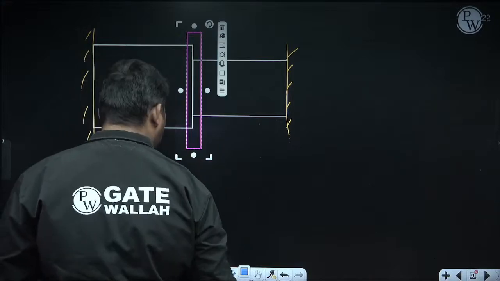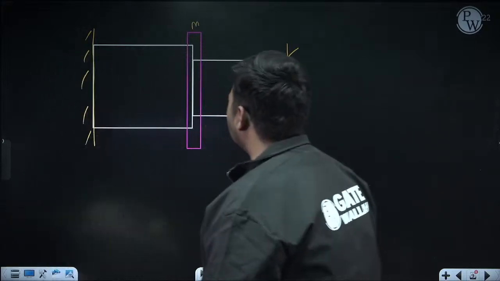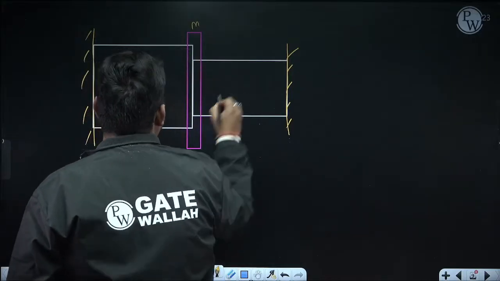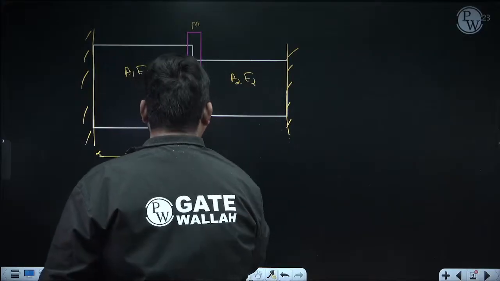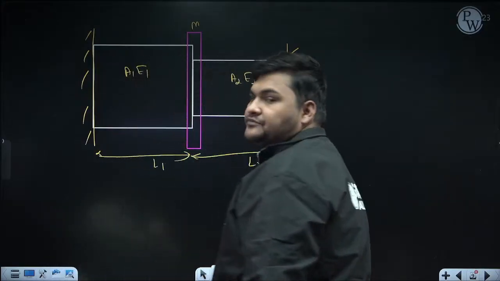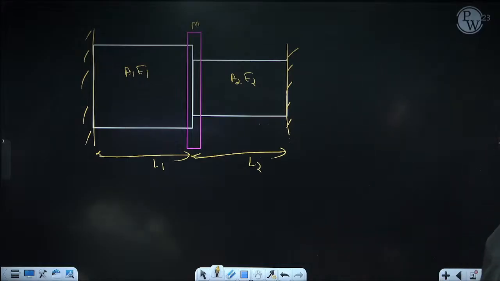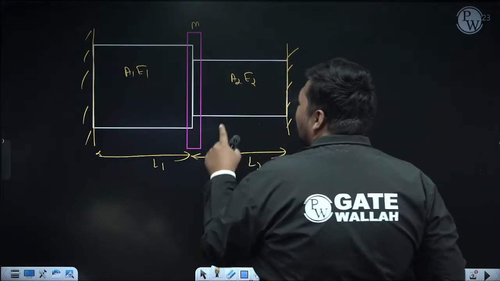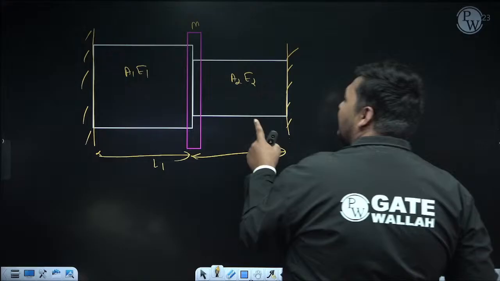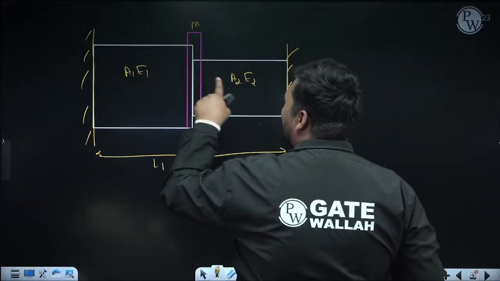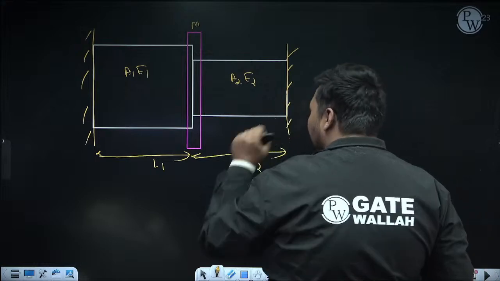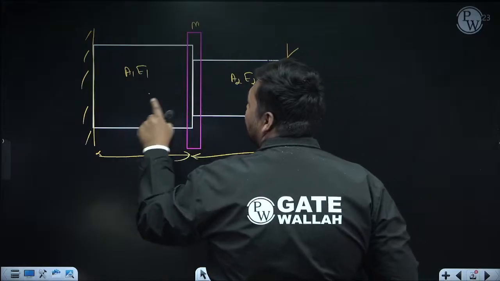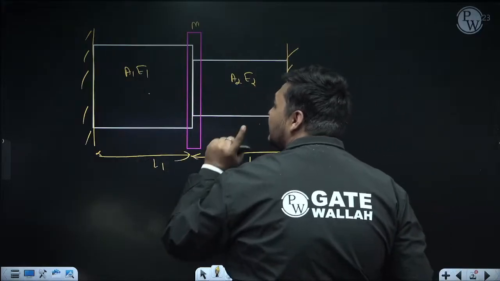Here the rotor is attached. Suppose the mass of the rotor is M, the axial rigidity of this portion is A1 E1, this length is L1, the axial rigidity of this portion is A2 E2, this length is L2. So now how can we draw the equivalent diagram? Whenever the rotor is attached at the middle, we always calculate this side portion separately and this side portion separately. Right now the axial rigidity of both bars is different, but even if the axial rigidity of both bars is given the same, we'll still consider this bar and this bar separately, because the rotor is attached at the middle.